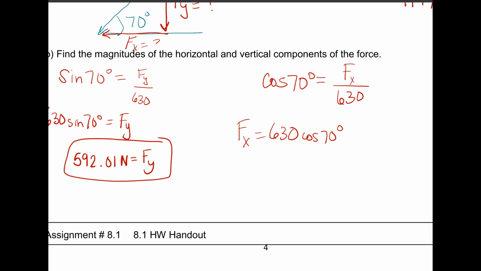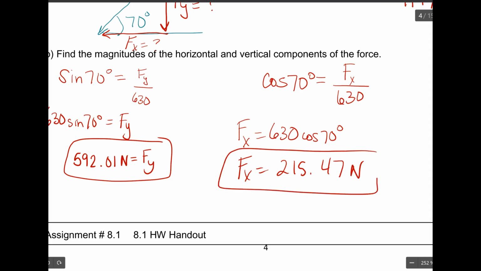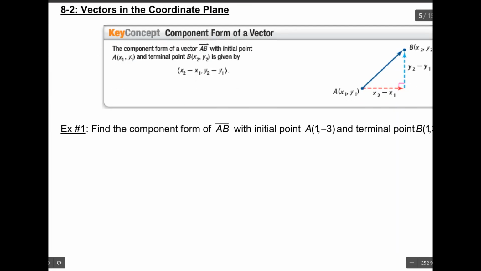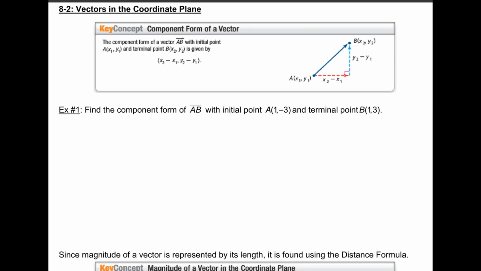All right. What was this equal to? 0.47. Make sure you put N because that's the units. That's the Newton. All right, we're going to go ahead and do 8.2, vectors in a coordinate plane. This is more or less the same thing.